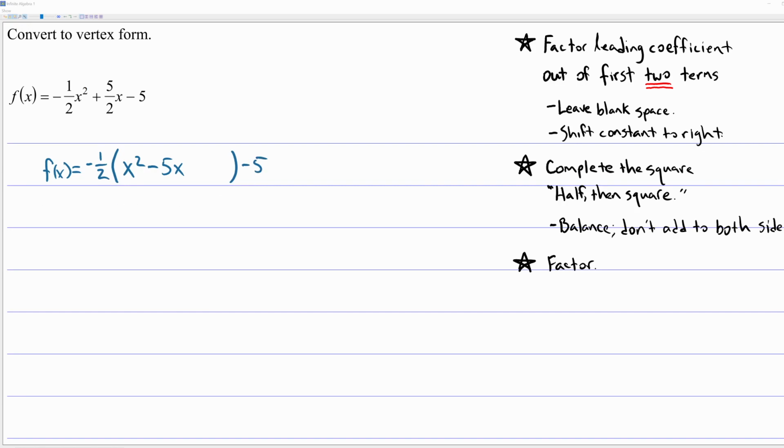So now we complete the square. Half of 5 is 5/2, and that squared is 25/4. Be careful, that's not really a 25/4. If you use the distributive property, I'm not going to draw the other arrows. If you use the distributive property, this is really a -25/8. So I balance out a -25/8 with a +25/8. Next we factor.